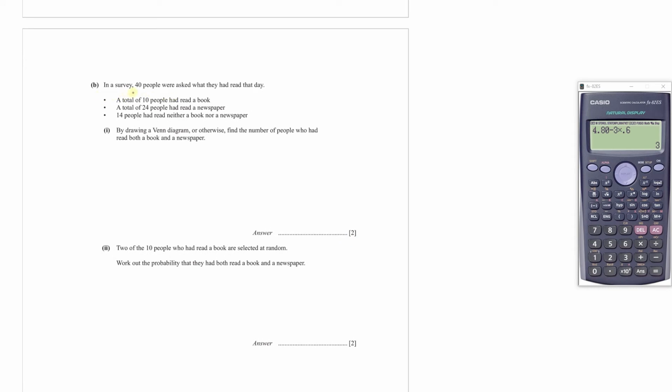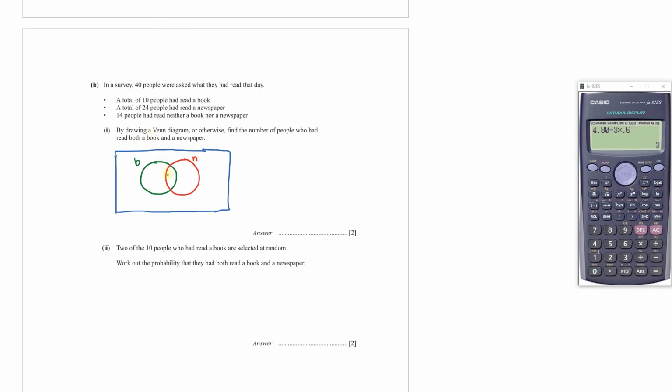Part B is: in a survey, 40 people were asked what they had read that day. 10 people had read a book, 24 people read a newspaper, and 14 people had read neither a book nor a newspaper. So by drawing a Venn diagram or otherwise, find the number of people who had read both a book and a newspaper. So we can draw the Venn diagram to make it easier to visualize. Let's represent B in green for book, and N, in red, for newspaper.